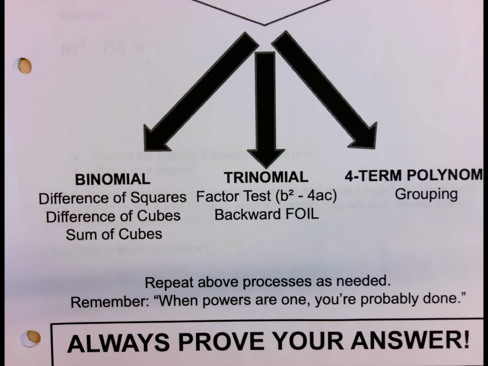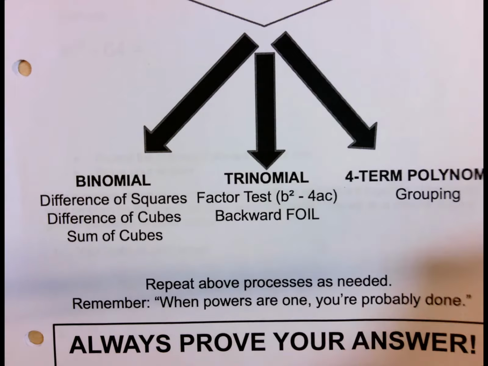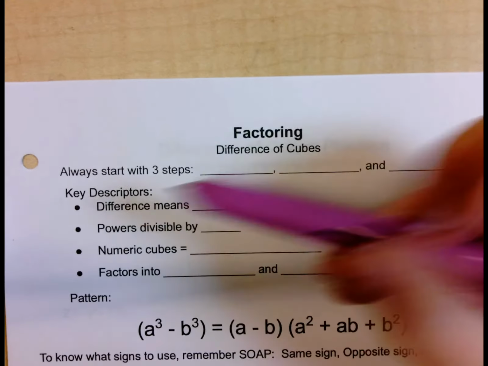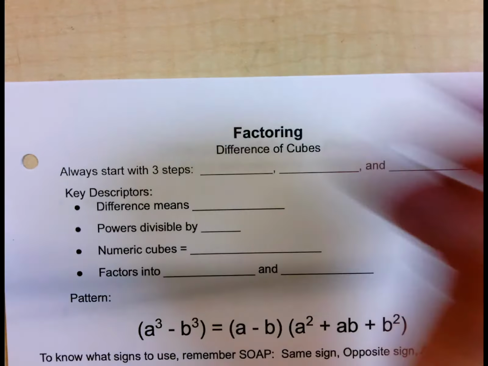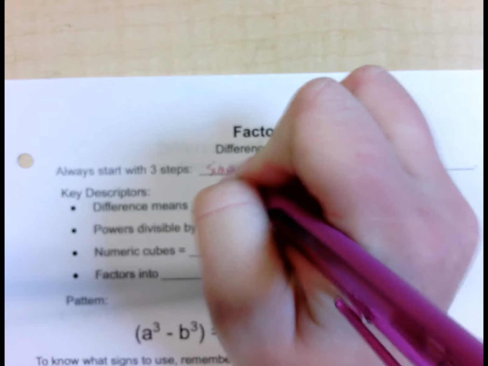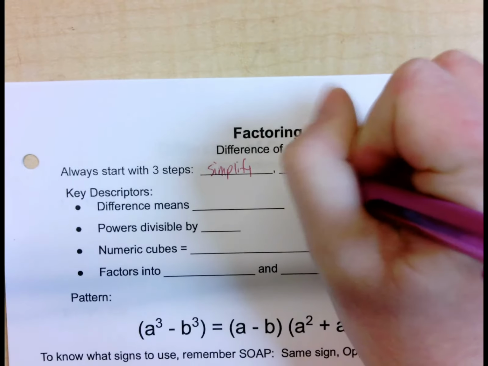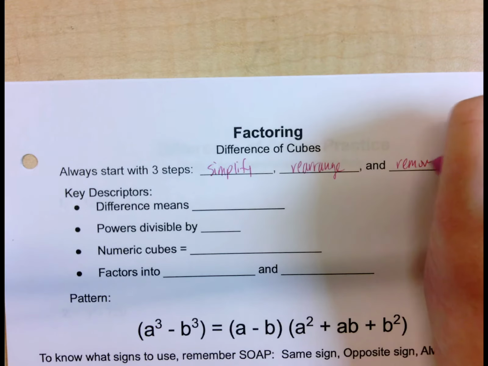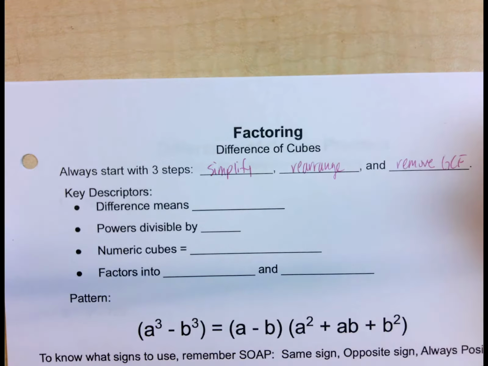Okay, so we're going to use this and we're going to go through our notes. So you should have a set of notes. This looks like this. Here's your difference of cubes notes. We always start with 3 steps. Always, always, always. You're going to simplify, you're going to rearrange, and you're going to remove the greatest common factor if there is one.